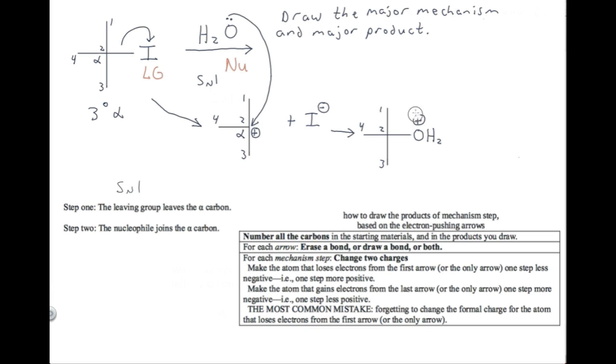That's why it was so crucial to get this positive formal charge. If you forgot the positive formal charge, then this would seem like an acceptable final product. It's only if you remember to change the charge on this oxygen that you can see this is probably not an acceptable final product.